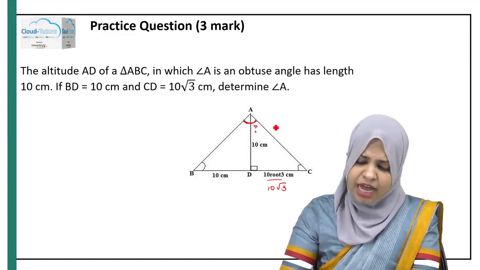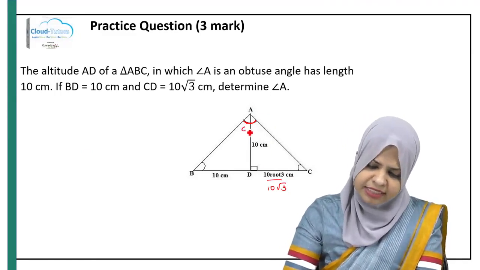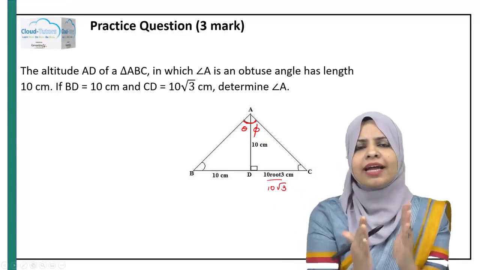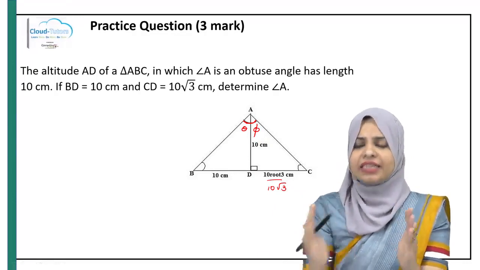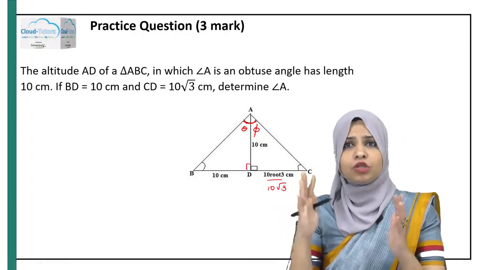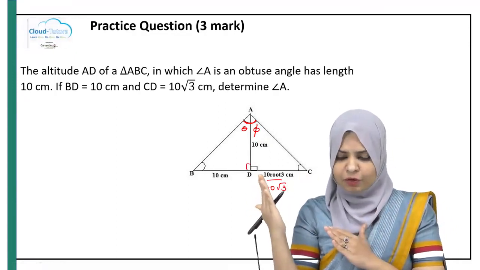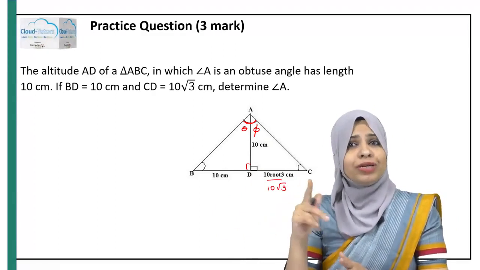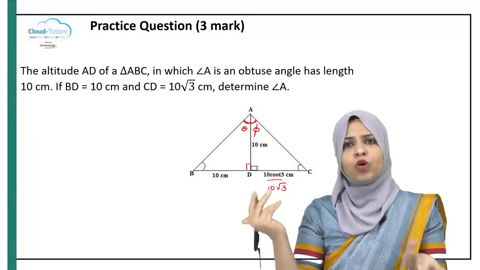So what I can do, can call this as theta and phi. Because I have two angles, I'll split this triangle into two right angle triangles, right? I'll split this triangle into two triangles. One would be ABD and one would be ADC. So that would be equal to theta plus phi, and that is equal to angle A.